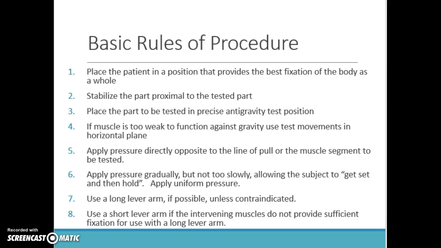Number 5, apply pressure directly opposite to the line of pull or the muscle segment to be tested. Number 6, apply pressure gradually but not too slowly, allowing the subject to get set and then hold. Apply uniform pressure. Number 7, use a long lever arm if possible, unless contraindicated. Number 8, use a short lever arm if the intervening muscles do not provide sufficient fixation for use with a long lever arm.